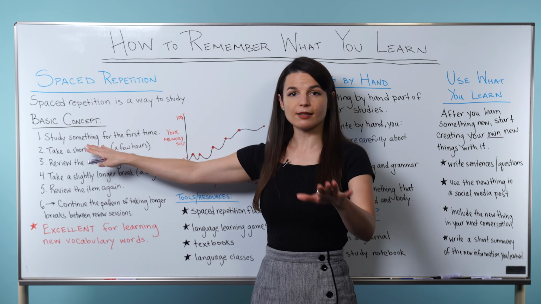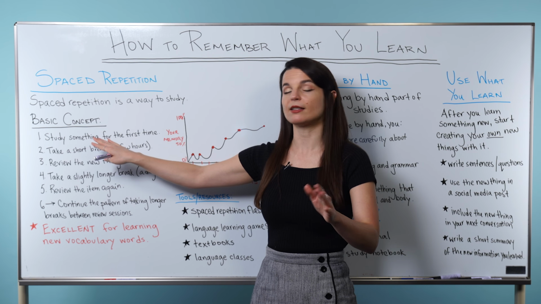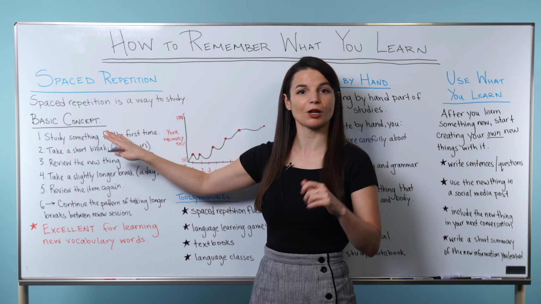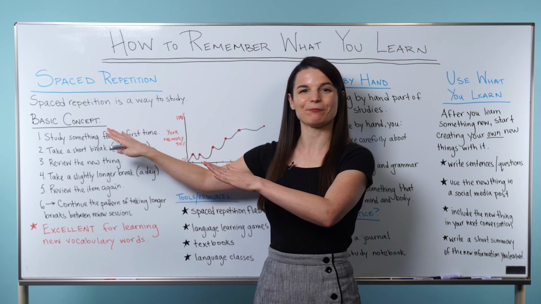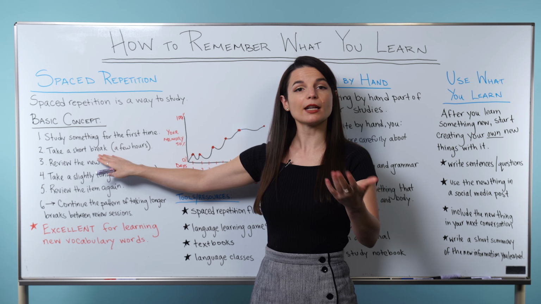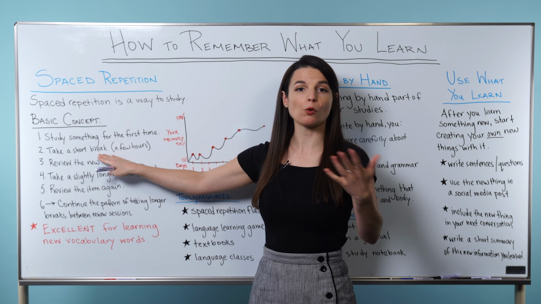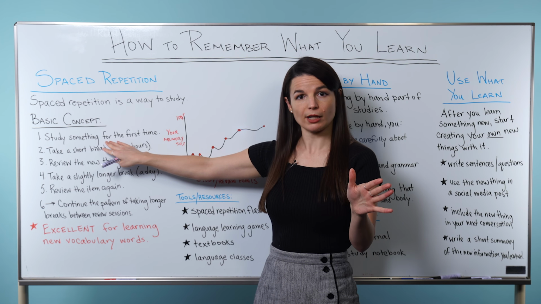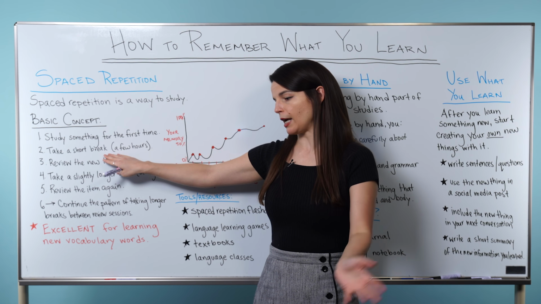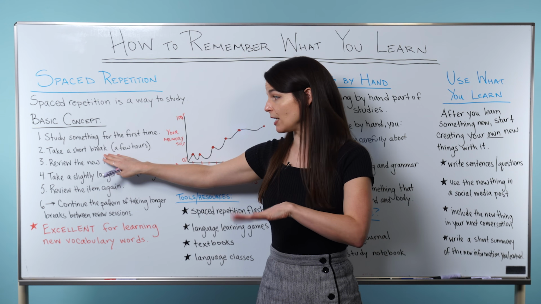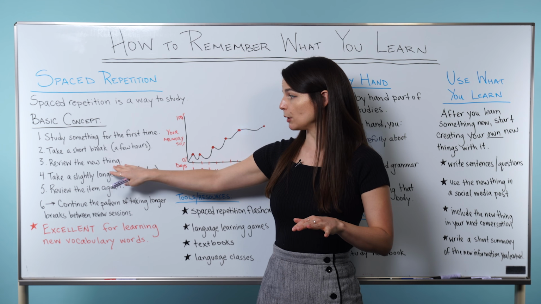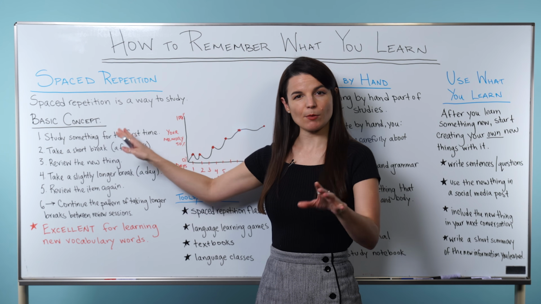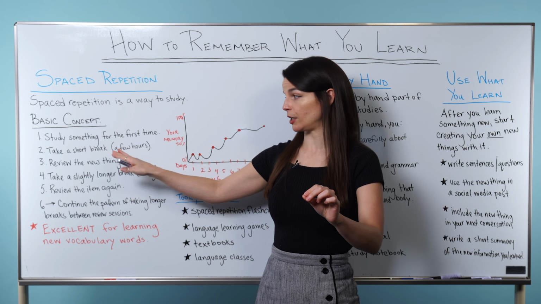First, you study something for the first time. Let's say it's a new vocabulary word. You see the vocabulary word, you go, okay, this word means this thing. Great. Then, step 2, take a short break. So maybe a few hours usually. Let's say, for example, you studied this new word in the morning, and then you take a break, you have your day, you come back to your studies in the evening, at night, and number 3, you review the new thing, right? So this is the basic step-by-step thing we do with spaced repetition.